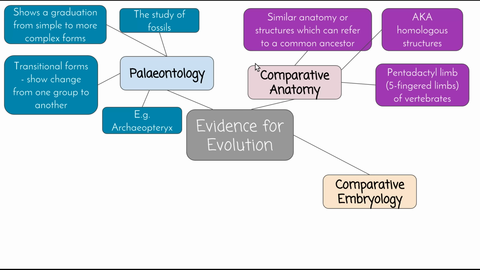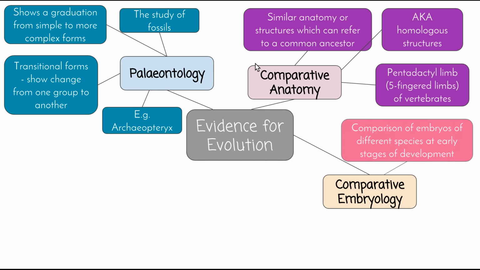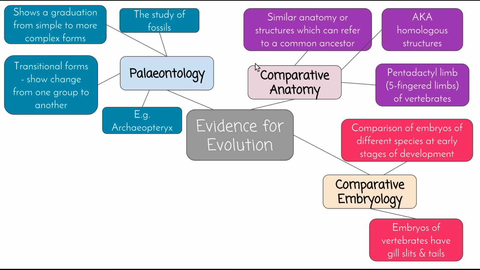As well as comparative anatomy, we also have comparative embryology, which is the comparisons of embryos of different species at early stages of development. Well, what we've actually found is that embryos of all vertebrates have gill slits and tails. So obviously humans don't have those once they reach maturity. So they have seen that if there's some kind of similarities in the embryo stage, that is also evidence to show that these organisms were once related and over time have evolved to their particular environments.